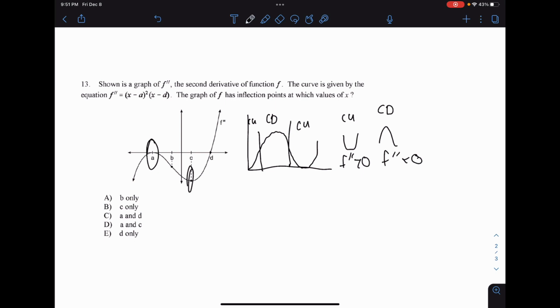How about point D? Here it crosses the x-axis. On the left, it's less than 0, and on the right, it's more than 0. In other words, on the left it's concave down, on the right it's concave up. That's the inflection point. Therefore, the answer is D only.